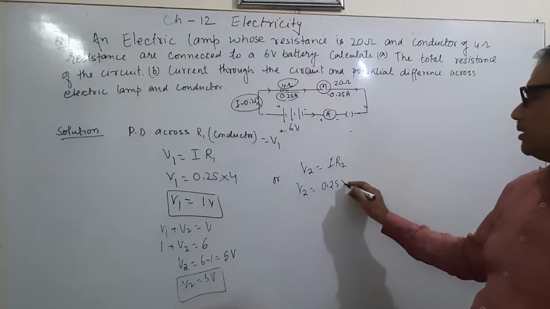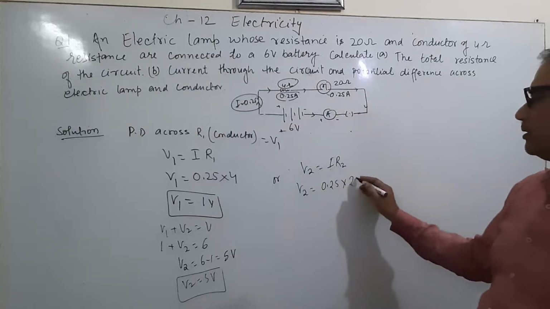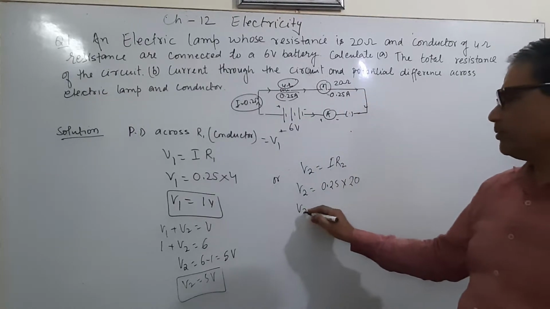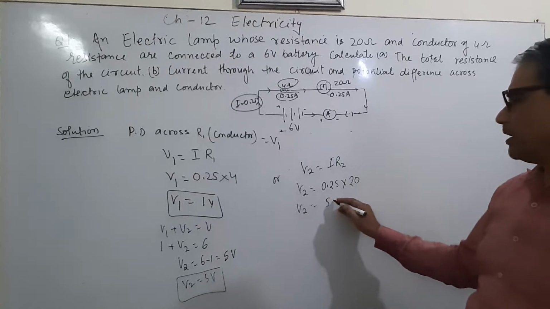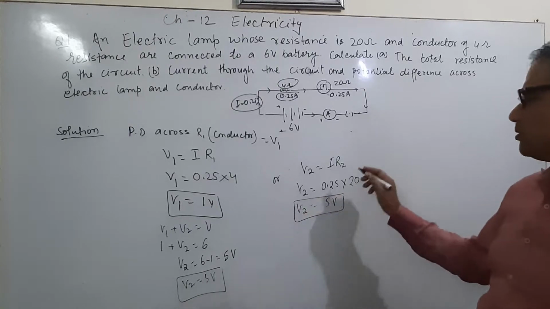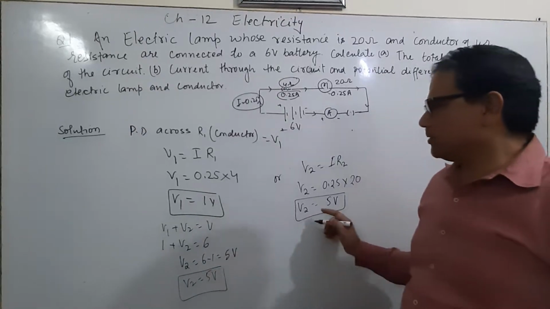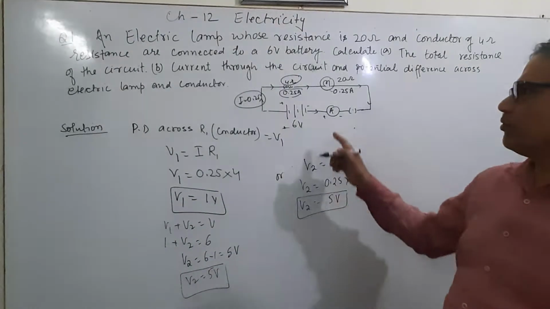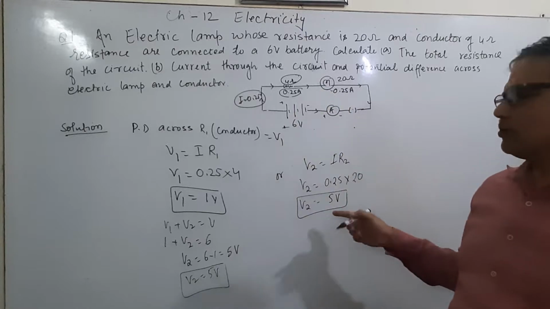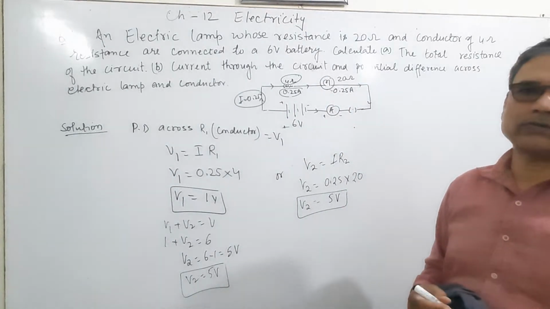0.25 into, what is R2? 20, and we have to multiply. V2 is equal to, this will be 5 volt. We can also calculate by this way. Either we can calculate by this way or this way. And the total voltage 1 plus 5, which is equal to 6, and we can check it also.